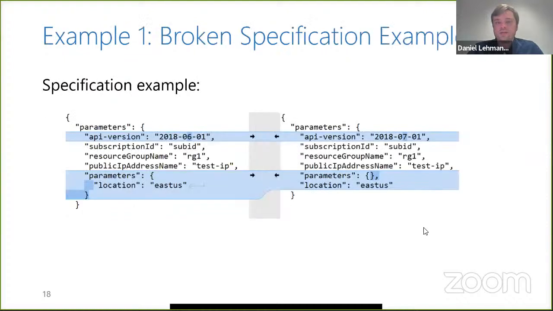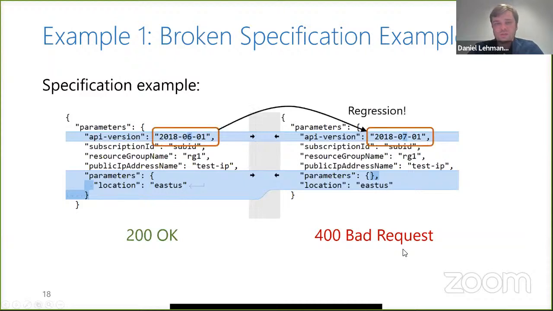So to give you a better idea of what those regressions look like, I want to show you some examples. The first one is an example of a specification regression. What you see here on the left is an old specification from 2018-06, and on the right, the new updated specification, 2018-07. Some parameter in the body of the request got moved around; here it got pulled up one level. The problem is that if you send those two requests to the same service version, the old specification requests return 200 OK, but the new ones return a 400 bad request. We find that with our diffing, and that's clearly a regression.